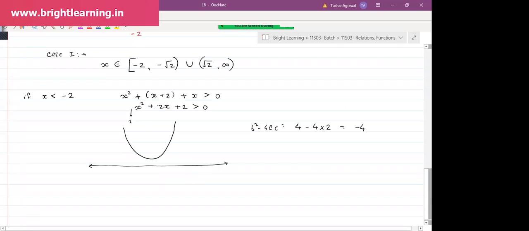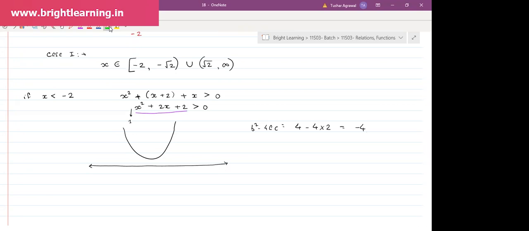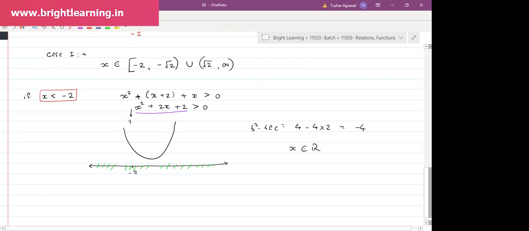And therefore, now we want that this expression should be greater than 0. So you can see that all the values of x satisfy. So x belongs to real numbers, but this is true only if the original condition is satisfied. So the original condition should be satisfied: x should be strictly less than minus 2.